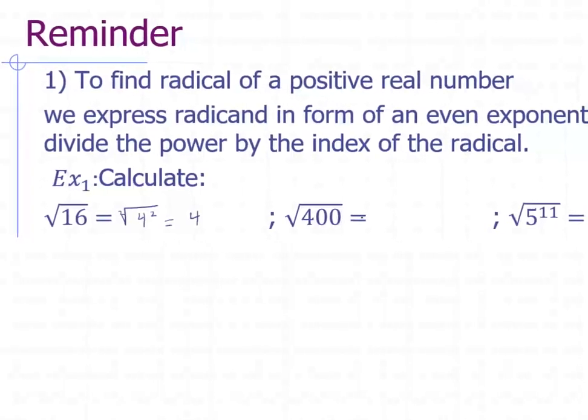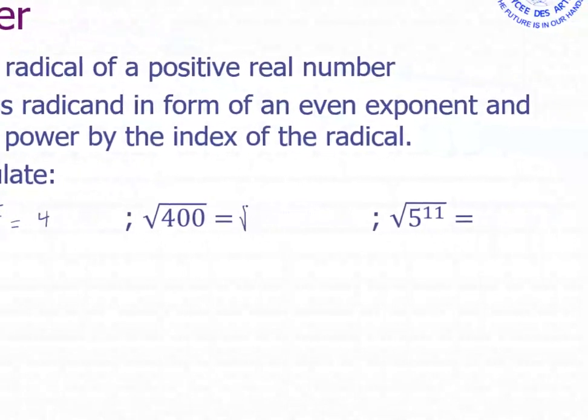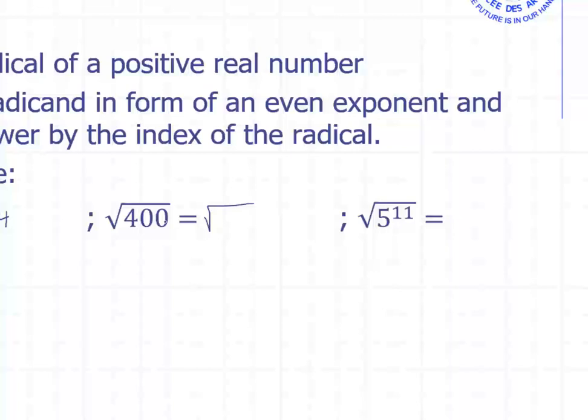Now similarly for radical 400, we'll try to write radical 400 in the form of an even power. Can you write 400 in the form of an even power? Yes, it's 20 squared. Again, divide the power by the index to get 20. So we say 20 is the radical or square root of 400.